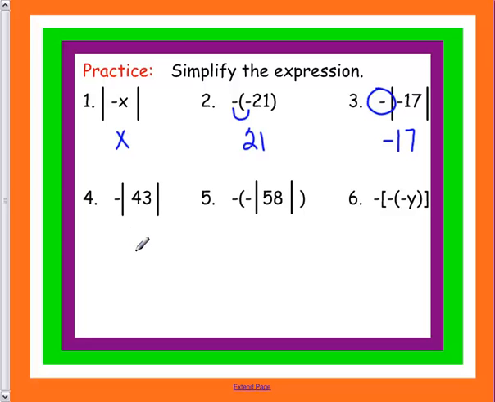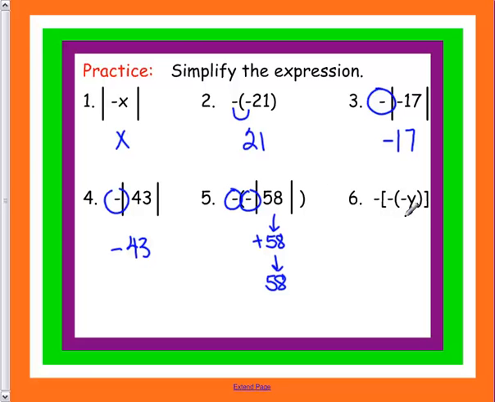43 is 43 units away from 0 on the number line, but this symbol out here tells me to do the opposite, so -43. 58 is 58 units away from 0 on the number line. This symbol out here tells me that it's negative because I'm doing the opposite of 58, which is -58. This symbol right here changes that to a positive sign. So 58. A negative cancels out another negative, essentially.